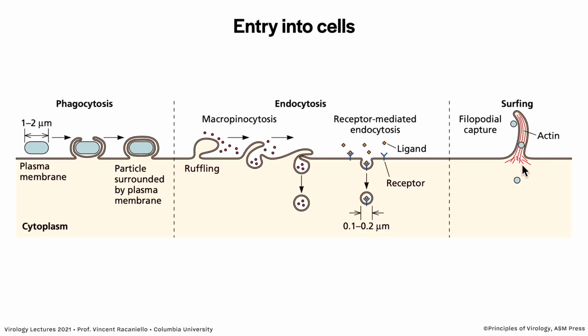There's a specialized kind of entry where we have these projections on cells called filopodia, and they can capture some viruses, which can then enter these filopodia, and these move around on the cell surface. And so sometimes you can see virus particles bound to them, and it's called surfing. Kind of interesting.